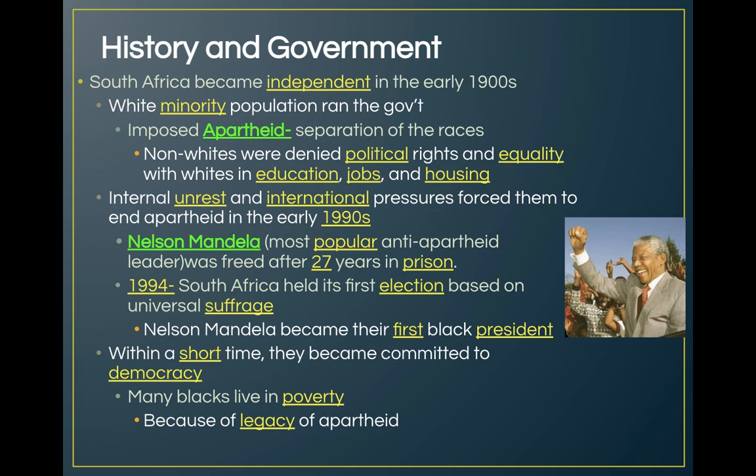But within a short time, they became committed to democracy. And South Africa is actually a pretty thriving country. Of the countries in Africa, it is one of the most similar to Western culture, so like how we live in the United States or the Europeans live. But at the same time, they still struggle with poverty, especially in the more rural areas. And because of the legacy of apartheid, a lot of the blacks still live in poverty.